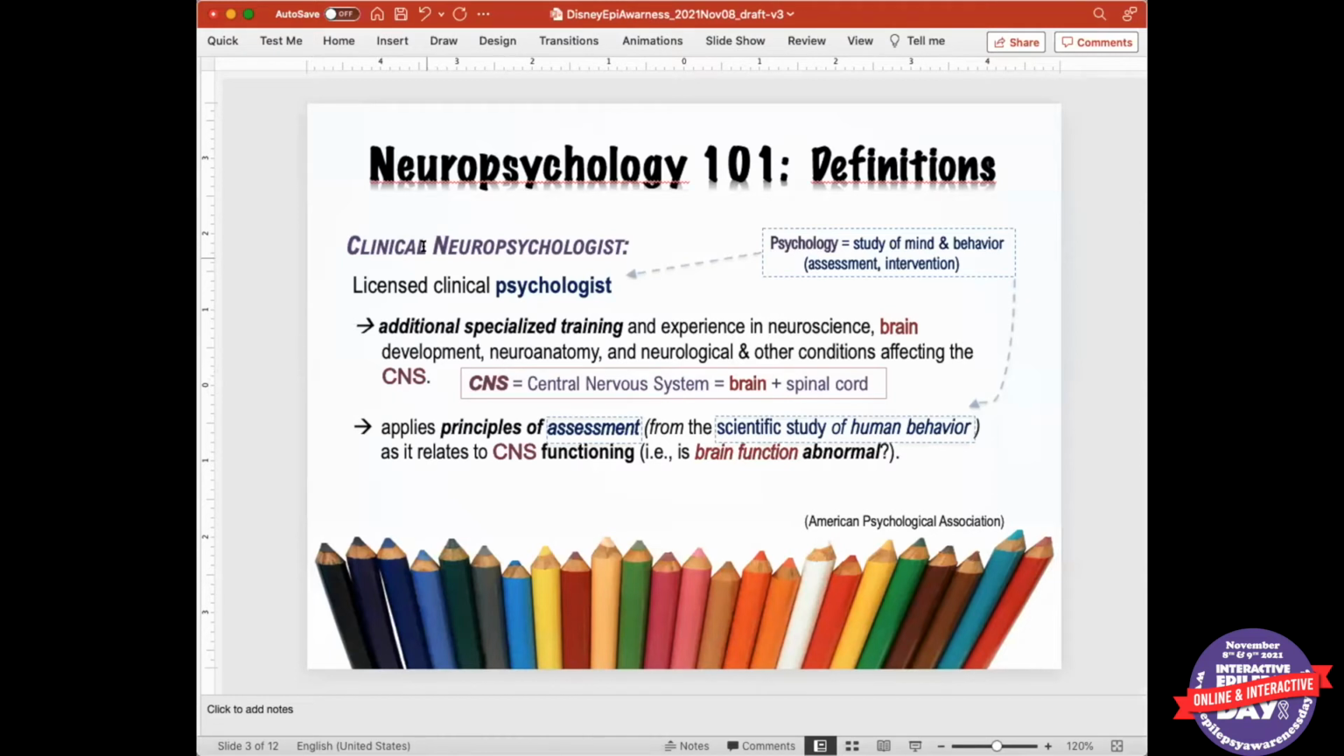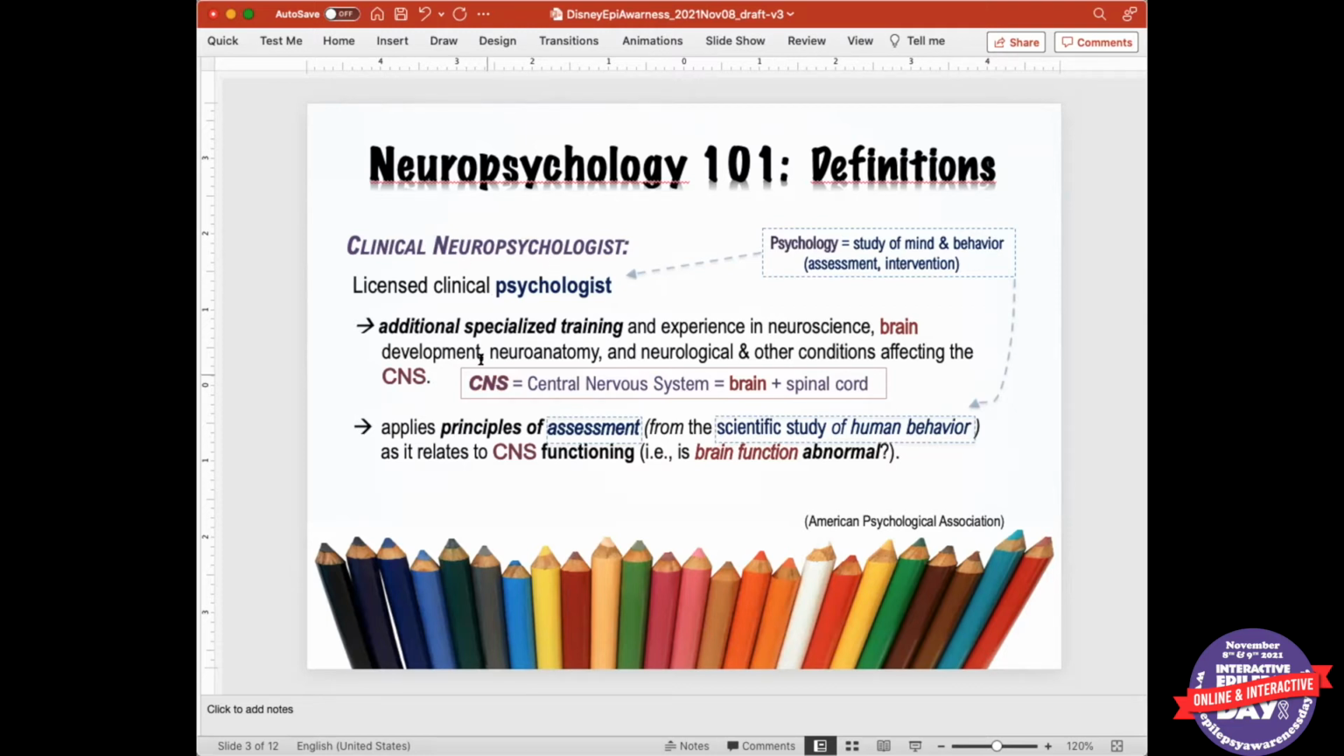So a clinical neuropsychologist has all the training that a licensed clinical psychologist does. In psychology, I'm sure you've heard about what that is, but the definition that people talk about is the study of mind and behavior, and the study of those things in terms of how to assess them, to determine if there are problems, and then how to intervene. So if there are problems, what do we do about those? That's what a licensed clinical psychologist does.